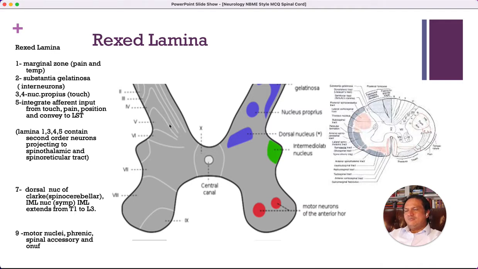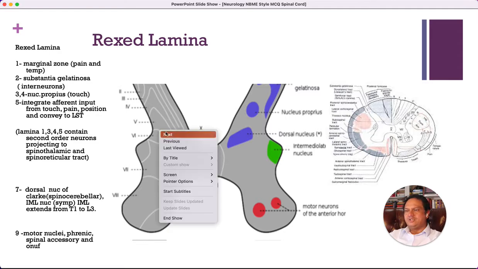This is more detail of the laminas within the central H gray column and various nuclei. Luckily, this is not often tested. You just need to know that there are motor neurons and various nuclei here which are controlling different parts. This will be more important if you go into neurology residency.